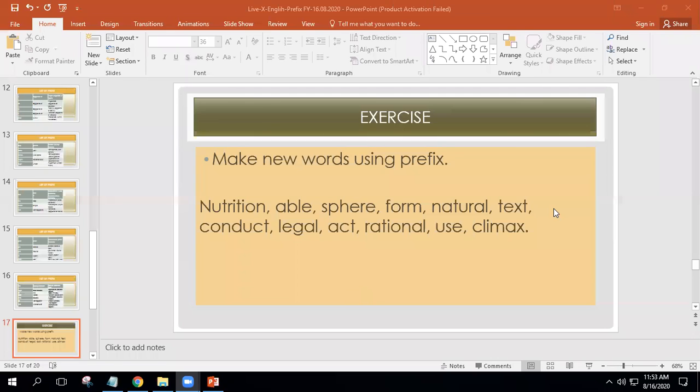This is the easiest word, my dear. You don't know, ma'am, I can't. What does natural mean? Ma'am, can it be unnatural? Obviously, it can be unnatural. Unnatural, supernatural. Okay? Yes, ma'am. Thank you.